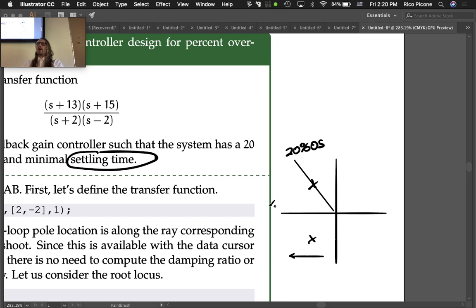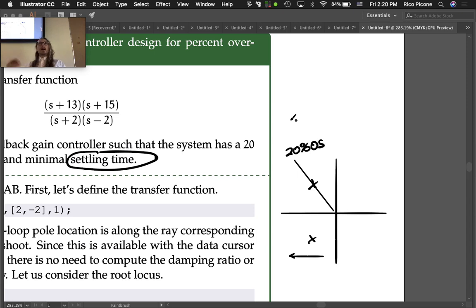This is step 1 for our design. Where do we want our closed loop poles to be? Well, since we have a minimization question, we want to move these as far leftward as possible but beyond that ray, we don't have a precise location that we want. But we know in general we want to be on that 20% overshoot line or close to it probably. And we want to be as leftward as possible.